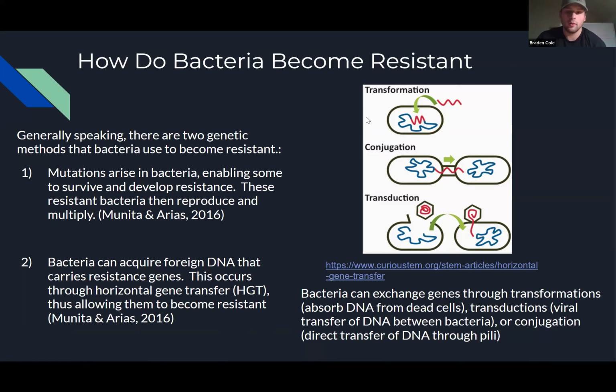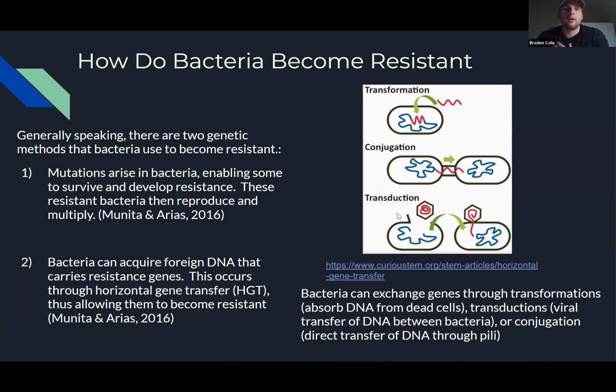So, just a little dive into HGT. There are three sub methods I wanted to briefly touch on. The first is transformation, whenever bacteria absorb DNA from dead cells into their genomes. The second is conjugation, which is a direct transfer of DNA through sexual pili, which we learned about in class, and that's your pili right there. The final is transduction, whenever a viral vector is used to transfer DNA between bacterial cells, from this cell to this cell.